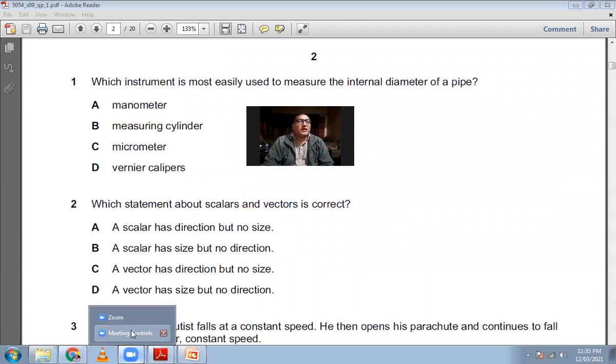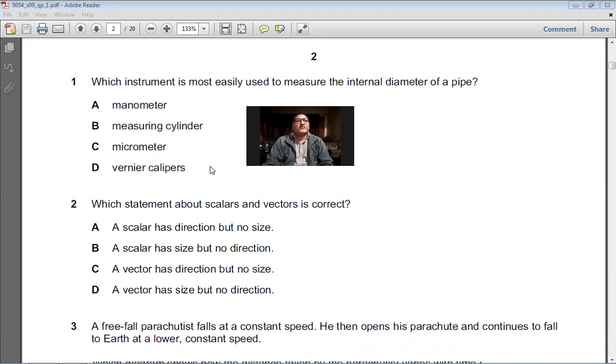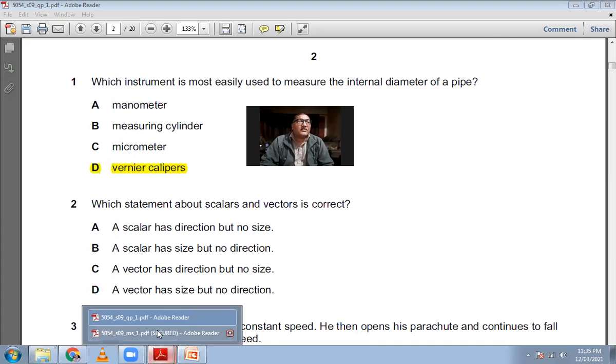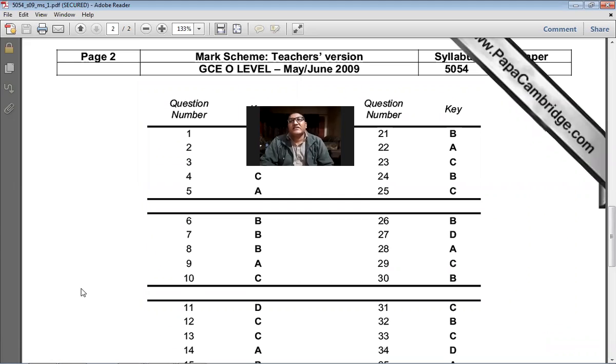Question number 1 coming up on your screen. It says, which instrument is most easily used to measure the internal diameter of a pipe? To measure the internal diameter of the pipe, we can use a vernier caliper, because the vernier caliper has internal jaws, and with the help of those internal jaws, you can easily measure the internal diameter of a pipe. So I think that D is the right choice. And let's check. Question number 1, D is the right answer.